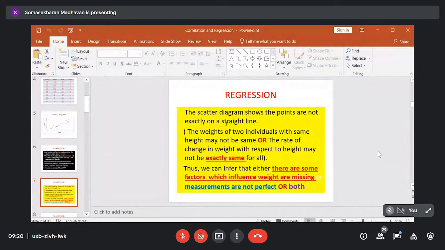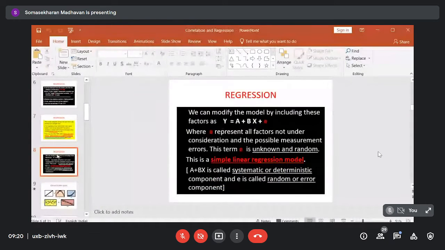So what should we do? In that case, we modify the relationship by adding another term, usually E or epsilon. So the modified model will be y equal to a plus bx plus epsilon, or E. This E represents all factors not under consideration and the possible measurement errors. There may be systematic factors which influence the relationship. There may be random factors which influence the relationship. Please listen.